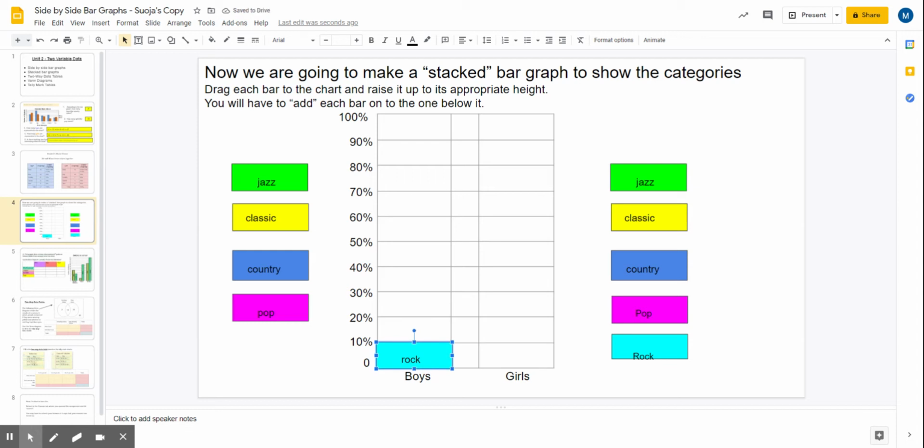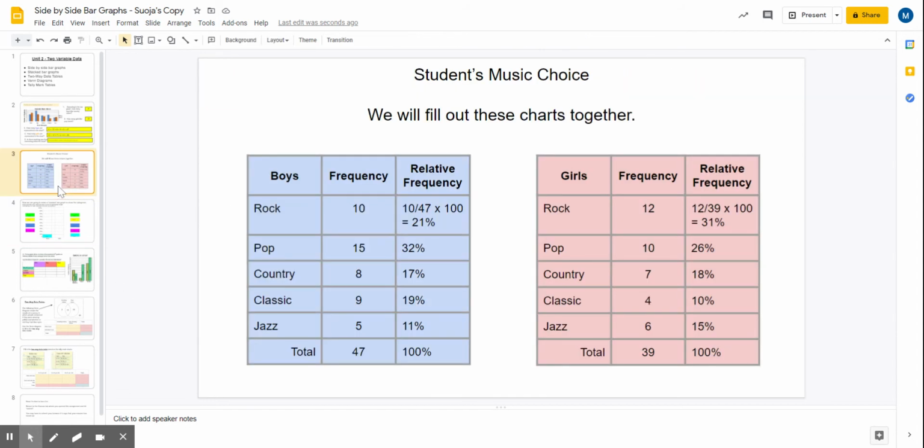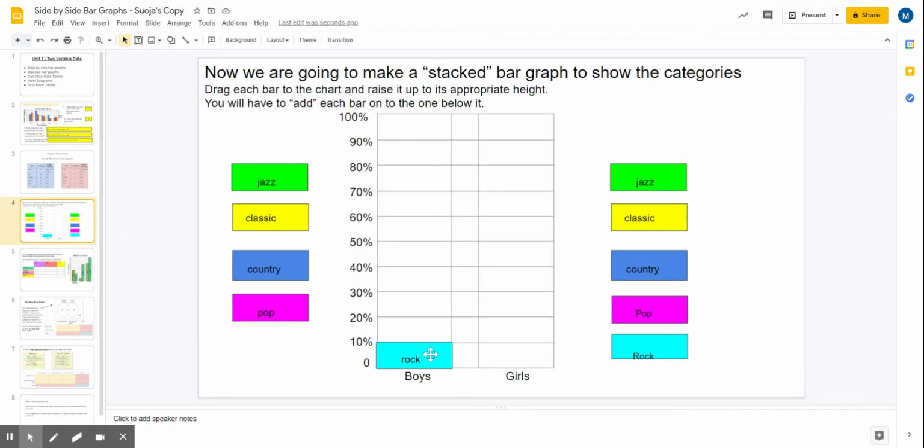Okay, so now I've got my bar for boys who like rock, but now it's only set at 10%. So we're going to jump up to slide 3. Boys who like rock was 21%. So I need to stretch my column here to 21%. So I'm going to stretch it to a little bit over 20%, right? And this is not going to be an exact science. All right, next category was pop.